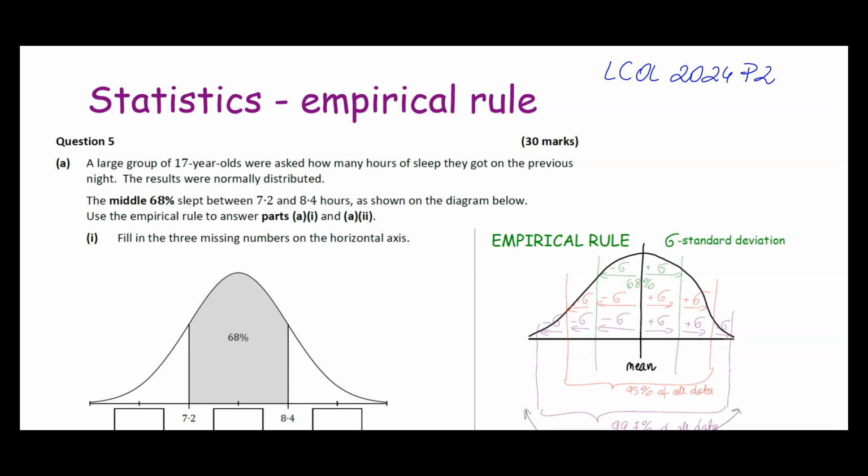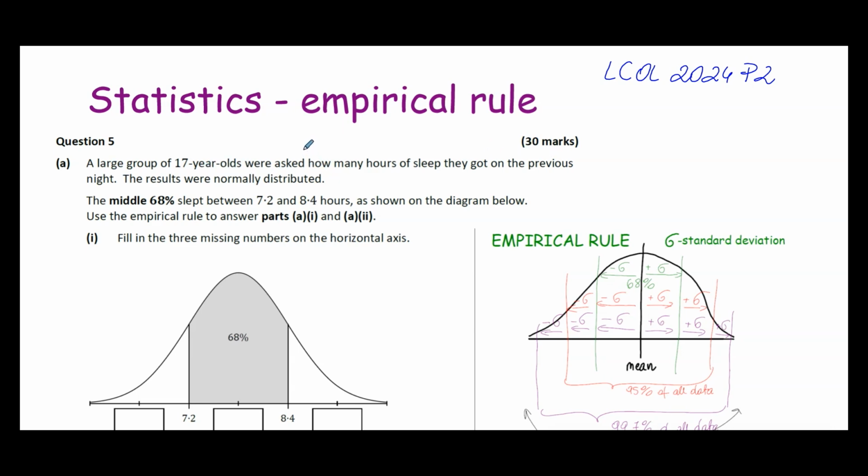The empirical rule is a topic that comes up pretty often in your statistics exam. Let's see. A large group of 17-year-olds were asked how many hours of sleep they got on the previous night. The results were normally distributed.